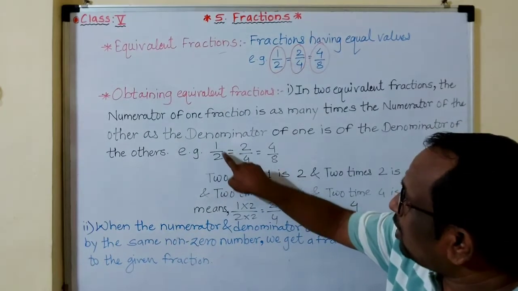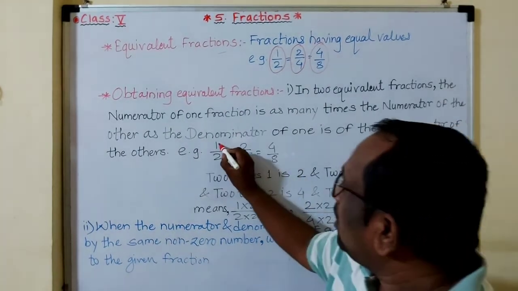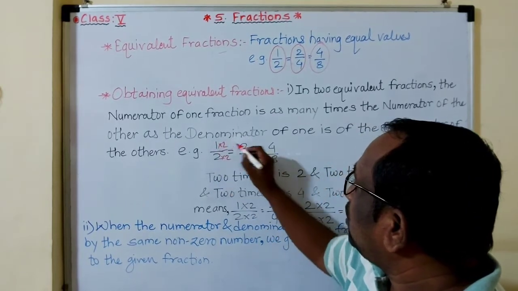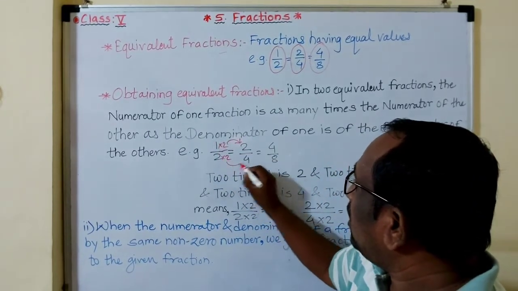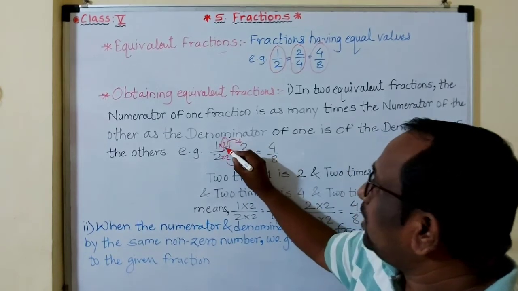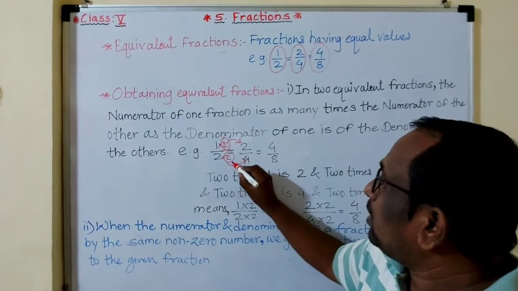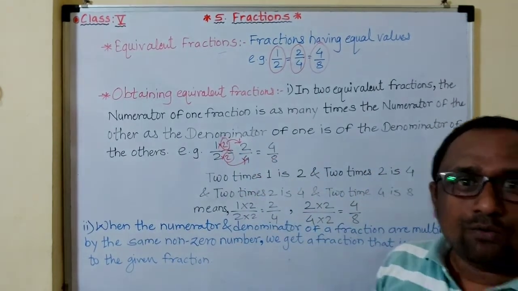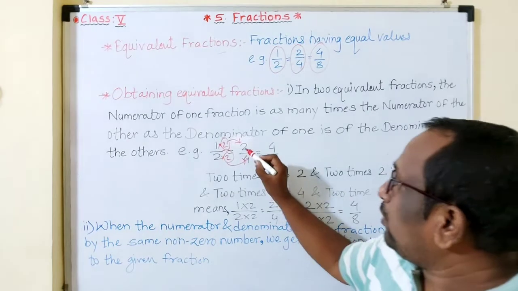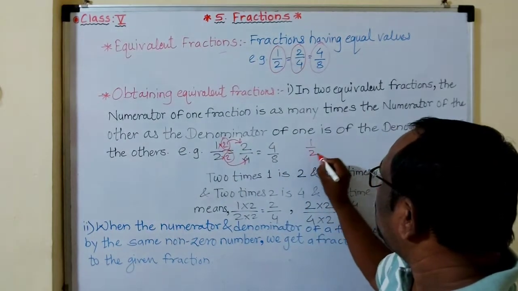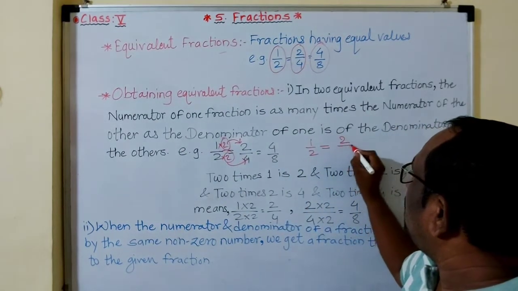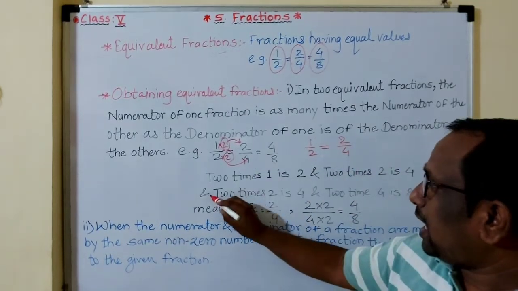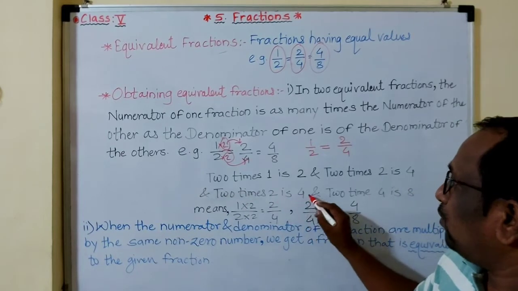Like here 1 upon 2, if we multiply by 2 here and 2 here, then 2 times 1, 2 ones are 2, and 2 twos are 4. See here, the numerator we multiply by 2 and the denominator we multiply by 2. So we get the new fraction, that is 2 upon 4. Okay, so we can say 1 upon 2 is equivalent to 2 upon 4. Means these values are the same.